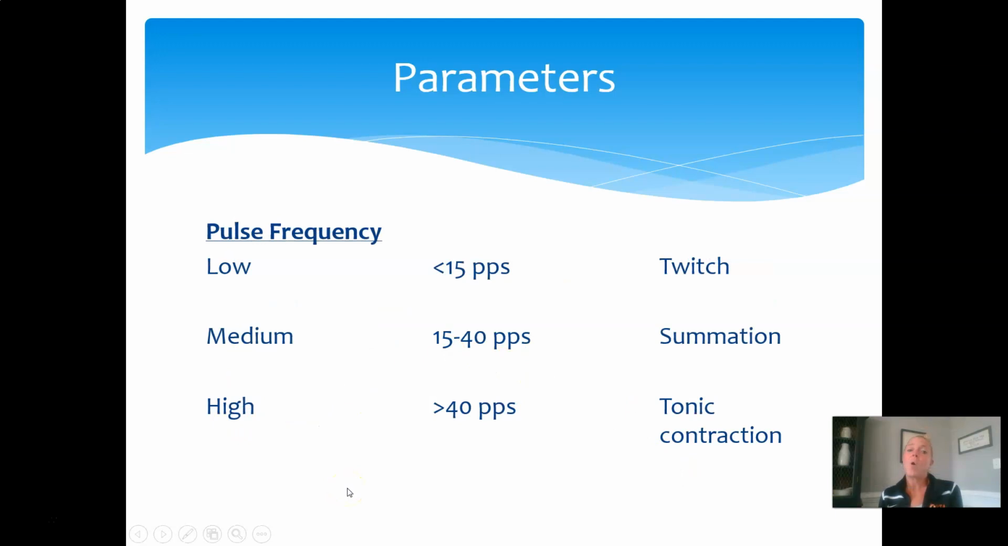So looking at pulse frequency, if we use a low pulse frequency, we're most likely to get a muscle twitch. Medium, we can actually get more of a summation of those muscle fibers, and we typically need to use a higher pulse frequency, at least 40 pulses per second, if not higher, in order to get a good tonic contraction. Again, by choosing the appropriate type of E-stim, Russian or high volt, those are going to default to our higher frequencies or higher pulse frequencies, which is going to allow us to get a better contraction.